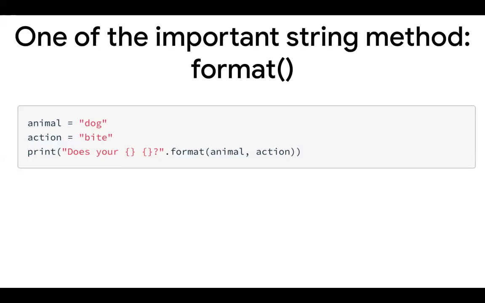Animal can be cat or something, and we put square brackets where we need to insert the variable. For example, imagine that after this print statement, I define animal as a cat and then repeat the print statement again. Then the answer will be, does your cat bite?